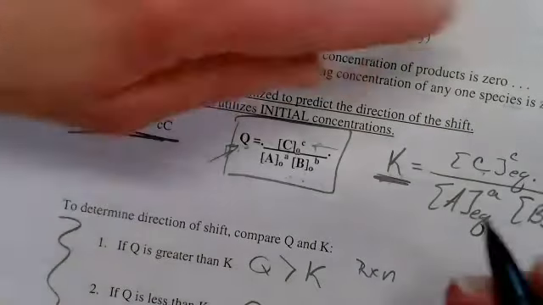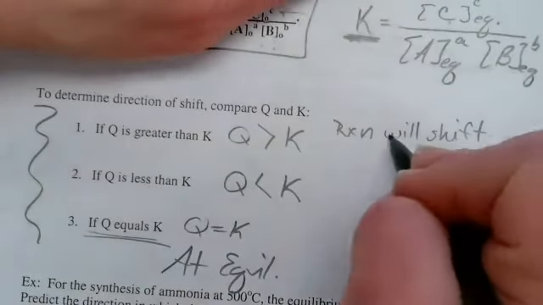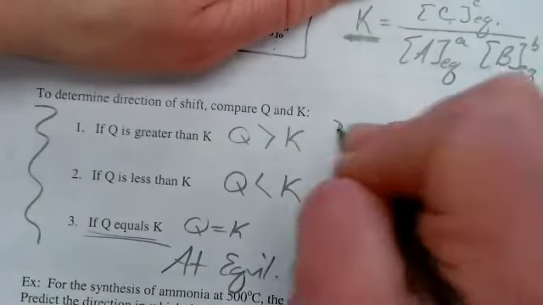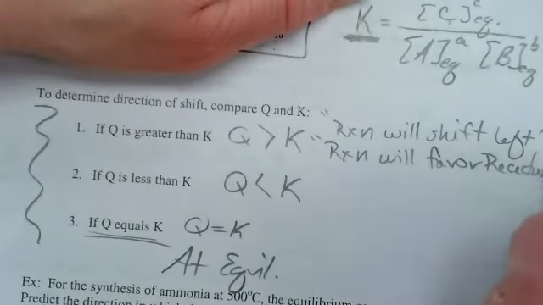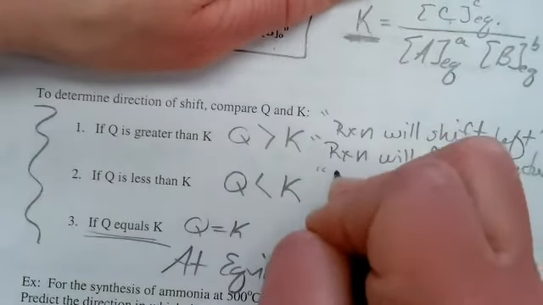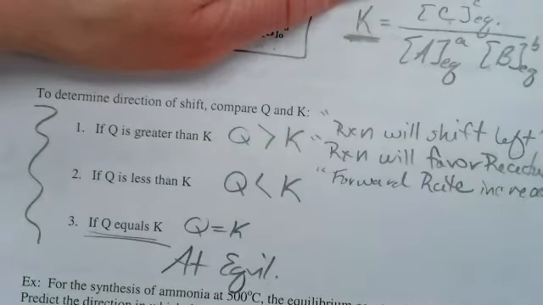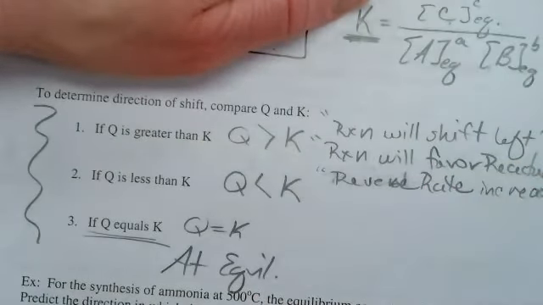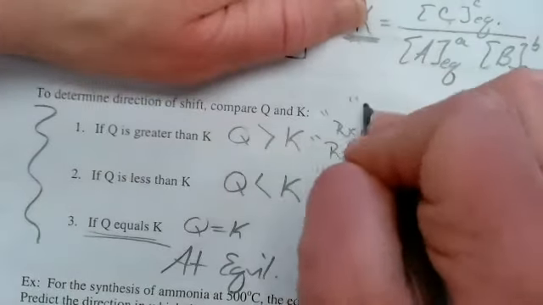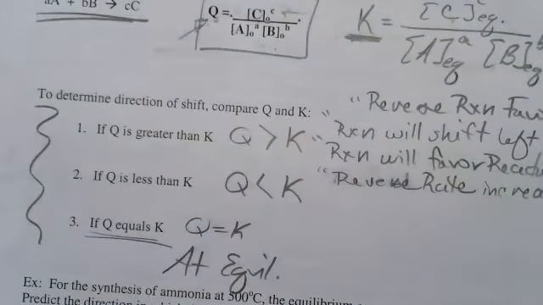It's shifting towards... Yeah. So there are several different ways that we can say this. The reaction will shift left. We could also say the reaction will favor reactants. We could say that the reverse rate will increase. Or we could say the reverse reaction is favored. There are so many different ways, and you just choose what appeals best to you.